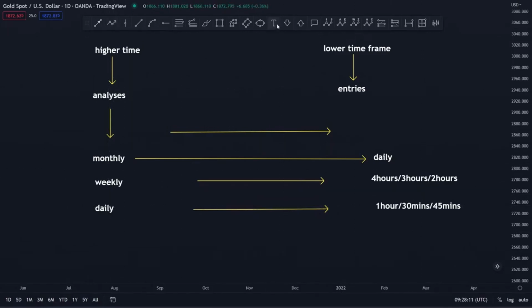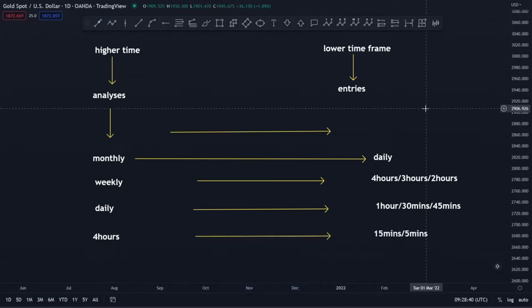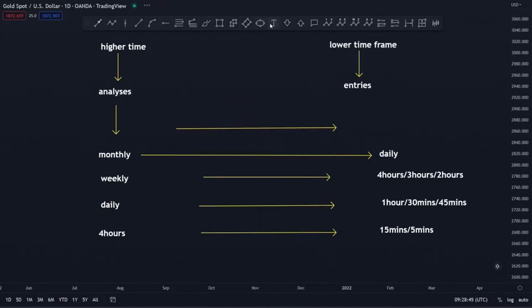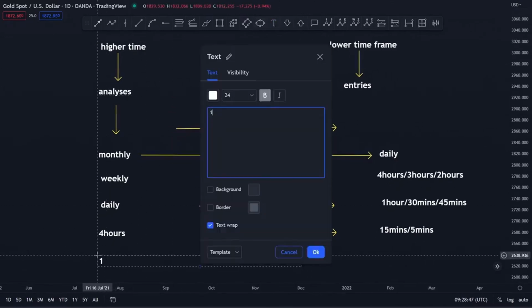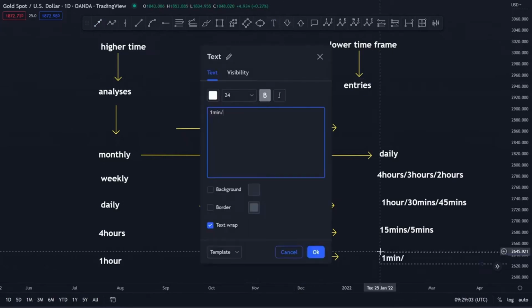And then right now, let's move on to the 4 hours. On the 4 hours, we are going to use the 15 minutes, even the 5 minutes. Okay, so from here, even if you have analysis on, let's say, the 1 hour, that means you are going to use the lower time frame for your 1 hour: the 1 minute, even the 3 minutes, even the 5 minutes. Don't go above these time frames.